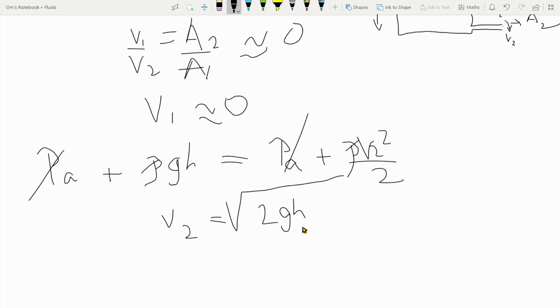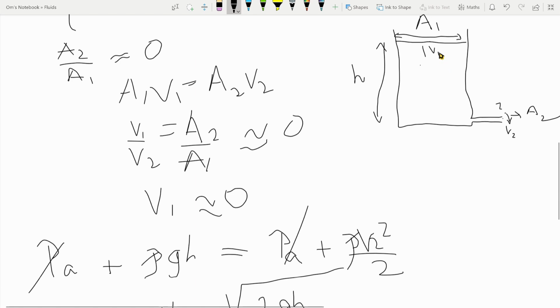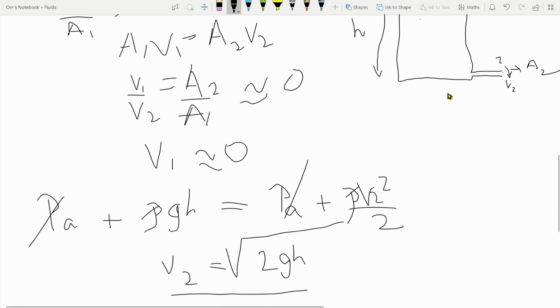This is what is known as Torricelli's equation, and it is the velocity of a fluid particle that has been kept under a height h of fluid. And well, I mean, you get the gist of what it means, right?